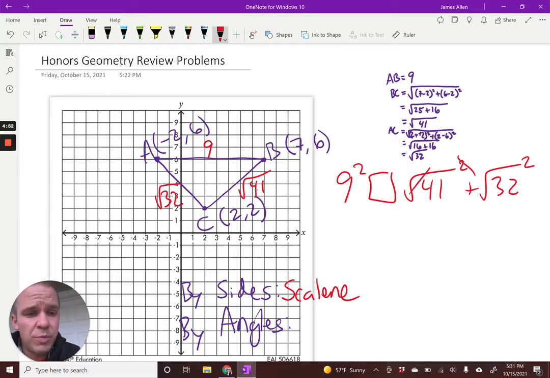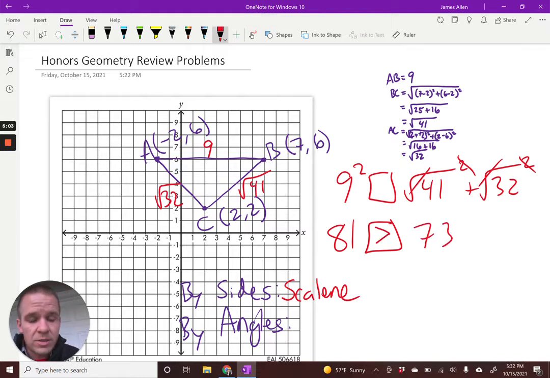But now it's just, yes, sound effects are needed. And I get 81, I don't know. And then 41 plus 32, well, that's going to give me 73. This is greater than, it's very close to being equal, actually. It looks almost like a right triangle, but it is not. It is obtuse. All right, boom.